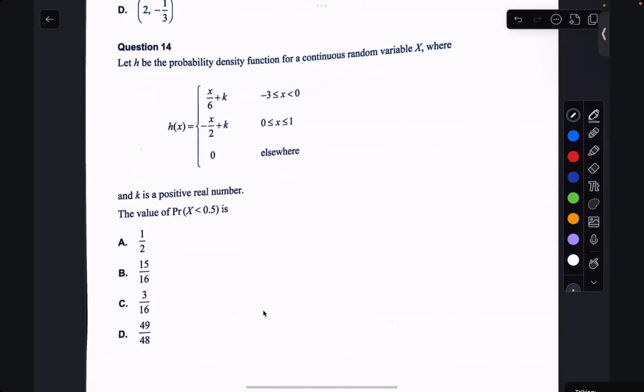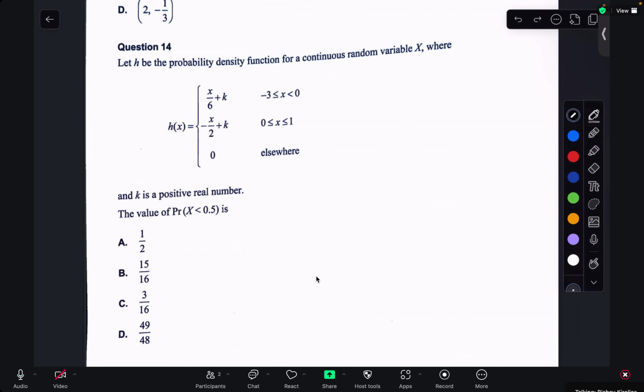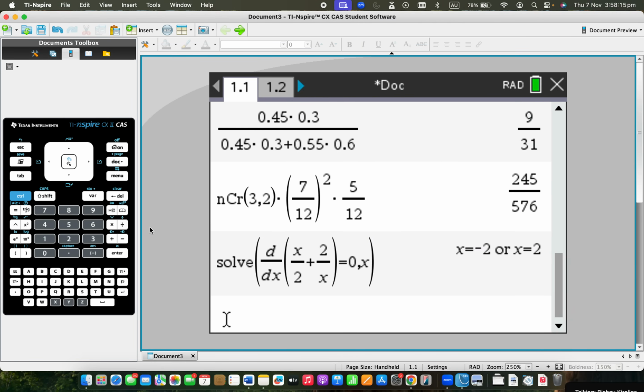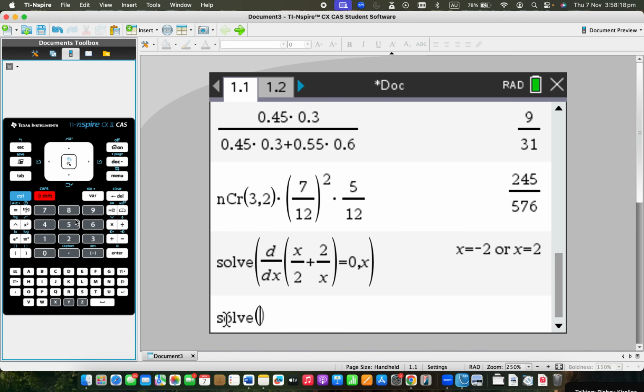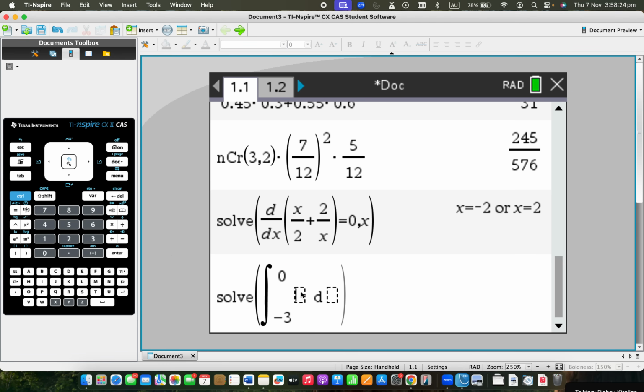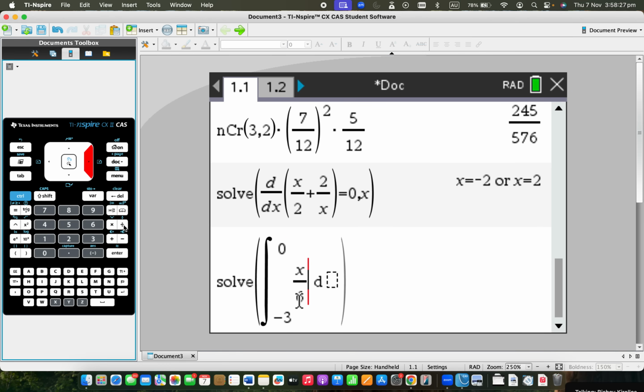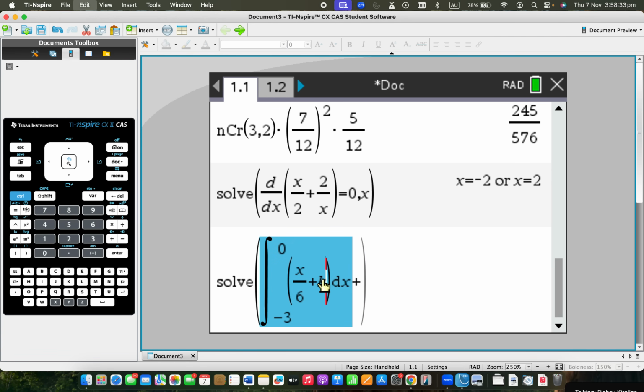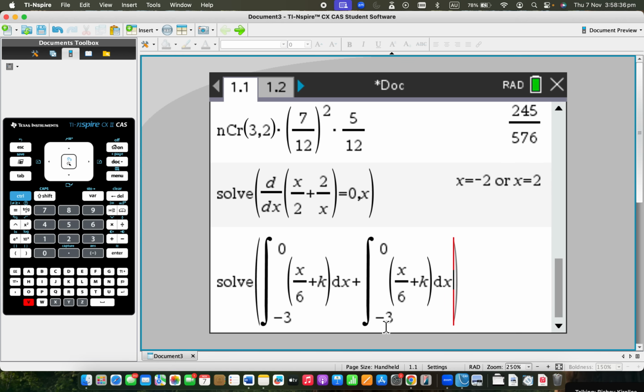The value of k. We want to know this probability, but we need to find k first. So the total probability is 1, so we can solve the integral from -3 to 0 of x over 6 plus k dx plus, I'll just copy this, paste it again and change everything, 0 to 1 of negative x over 2 plus k is equal to 1, comma k.